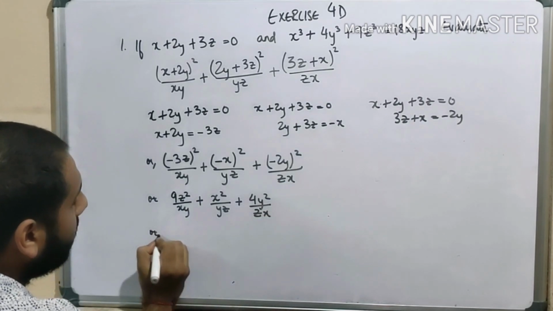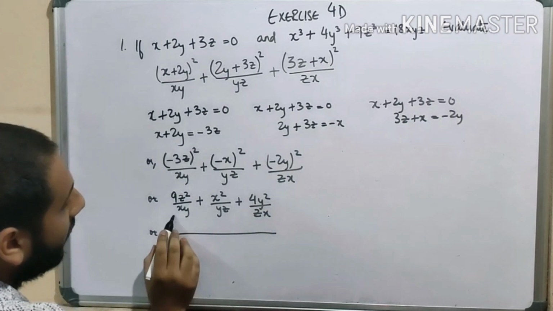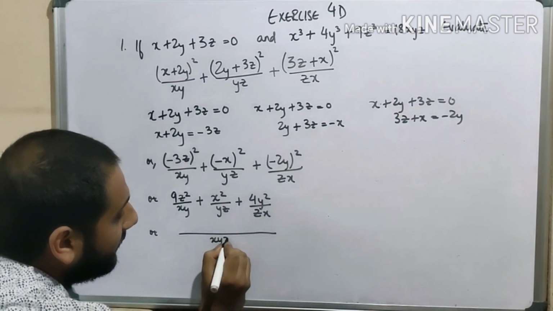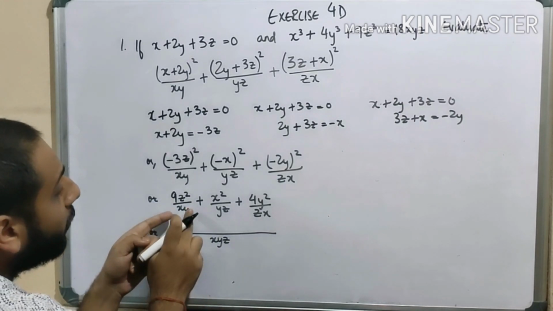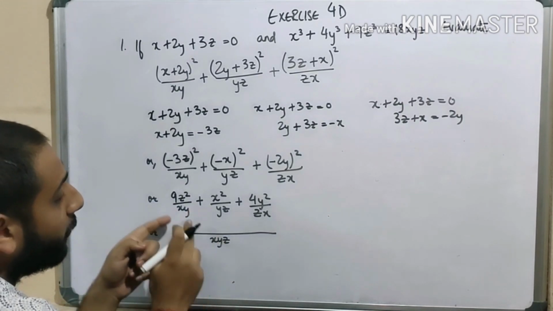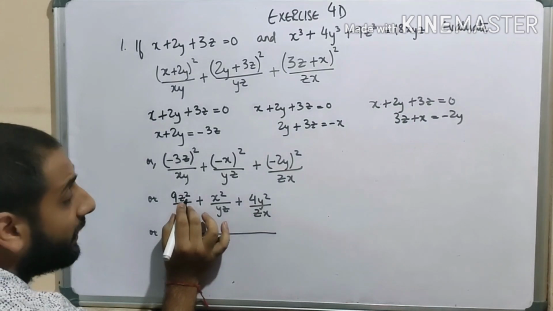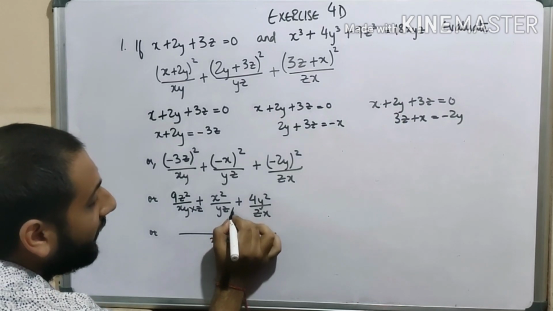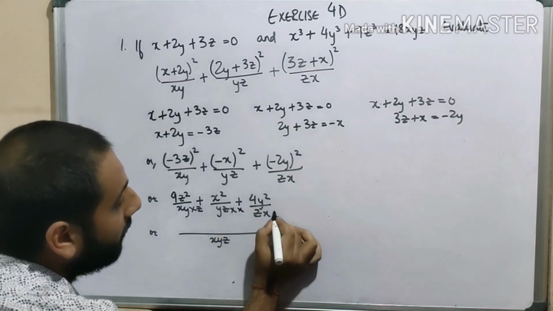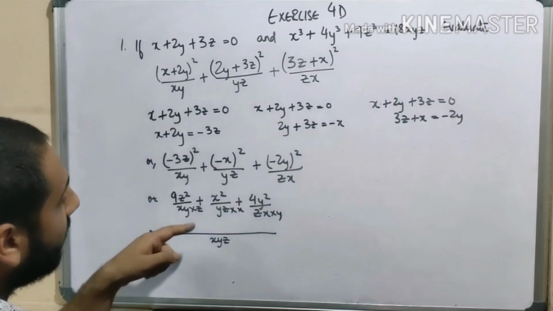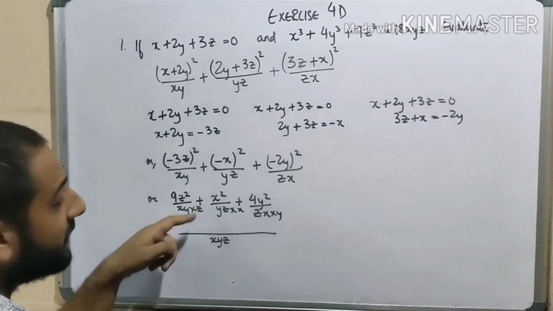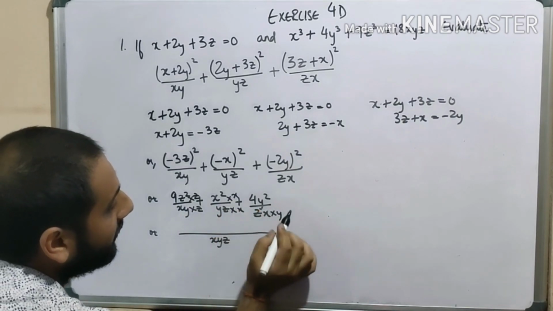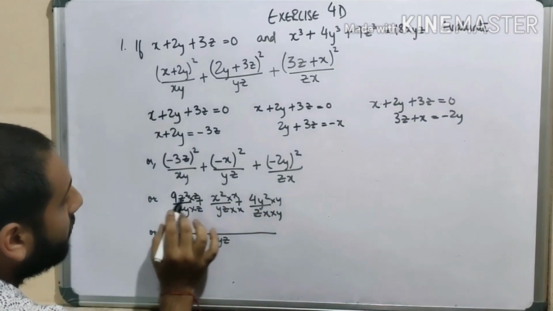Now I'll take the LCM. You've got xy, yz, zx. So the LCM becomes xyz. What you have in the LCM is xyz. What do you have here? xy. So you multiply this term with the number which you don't have. So you multiply this with z, you multiply this with x, you multiply this with y. Now, see, I've multiplied the denominator with z, so I have to multiply the numerator with z as well. I multiply this with x, I will multiply this with x. So this with y.